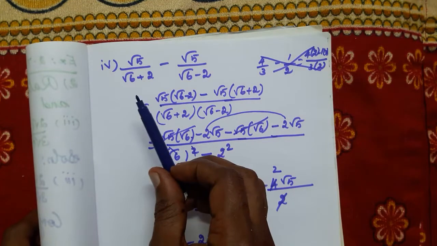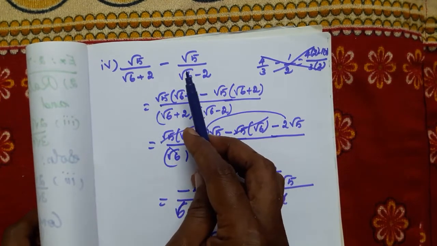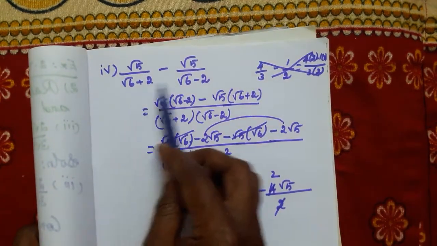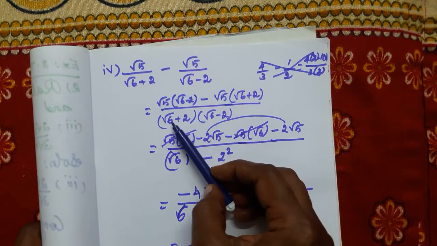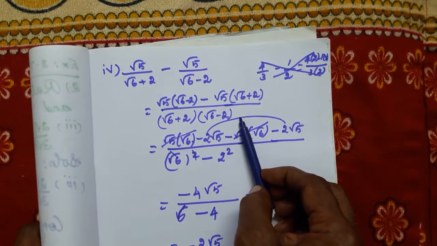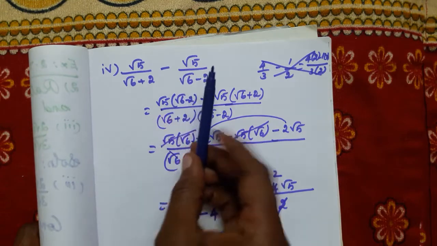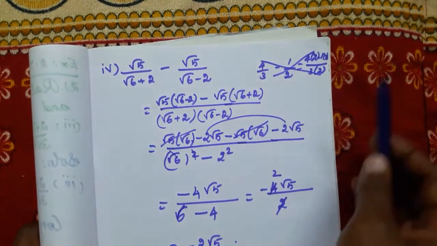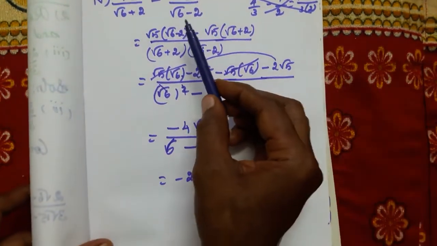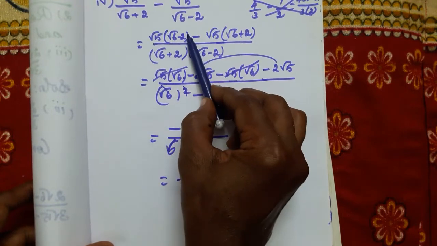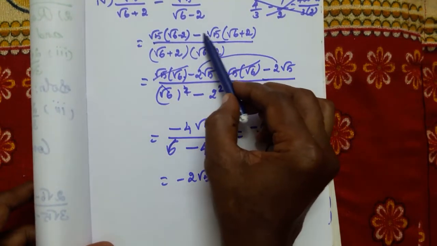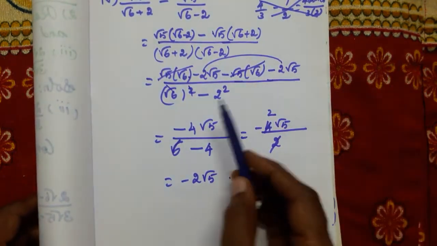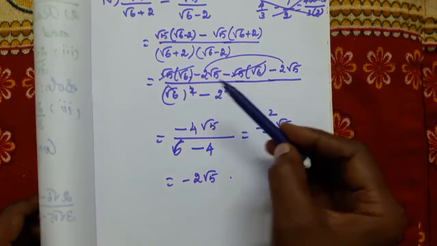What do we have to do? Root 5 by root 6 plus 2 minus root 5 by root 6 minus 2. First we have to find the LCM of these 2. So we get root 6 plus 2 into root 6 minus 2. In the numerator, what can we do? Root 5 into root 6 minus 2, and minus of root 5 into root 6 plus 2. Multiplying the numerator: root 5 into root 6 minus 2 root 5. Next, minus root 5 into root 6, minus into plus, minus 2 root 5. Denominator: root 6 whole square minus 2 square.